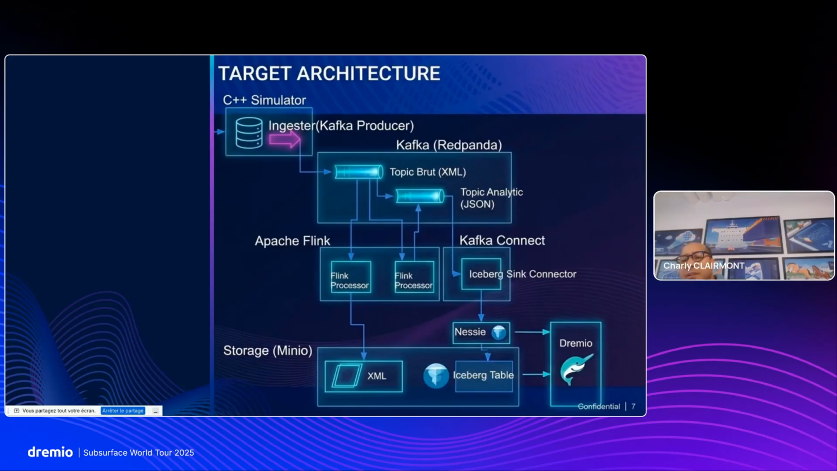Why did we choose JSON? Because we anticipated we would want to store the data in Iceberg format through Kafka Connect, the Iceberg Sink Kafka Connect. And afterwards, with Dremio, we could finally manage the queries.